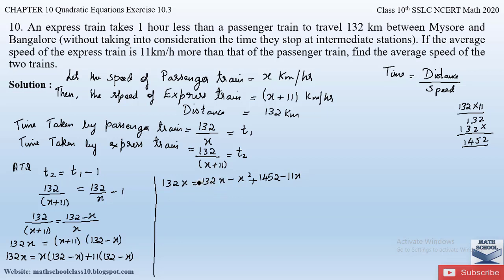Now let us send all these terms to the left hand side. So you will obtain minus x square will become plus x square, minus 132x, then this will become again minus 1452, 11x plus 132x is equal to 0. So now you can cancel minus 132x and plus 132x. So you will be left with x square plus 11x minus 1452 is equal to 0.